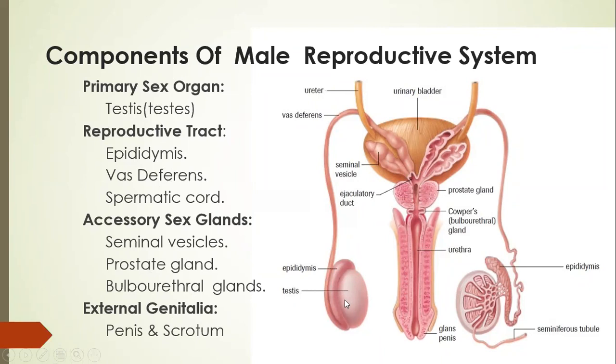So this is the testis. From here, the sperms will be carried to the epididymis. So this becomes the reproductive tract. Then it will be carried to this long tube called the vas deferens, also called the ductus deferens. So it will be carried all the way. Then it passes through the spermatic cord. This whole organ along the vas deferens with some of the other structures is called the spermatic cord.